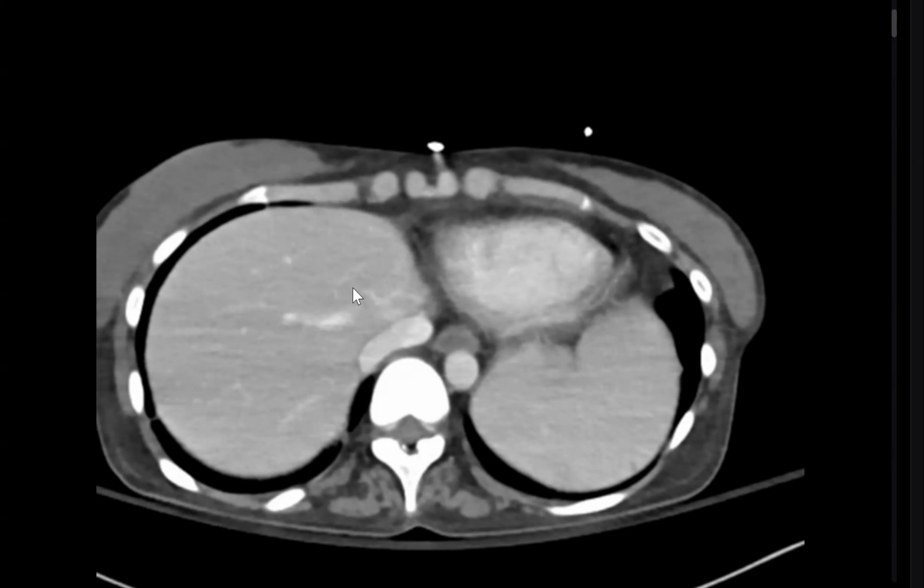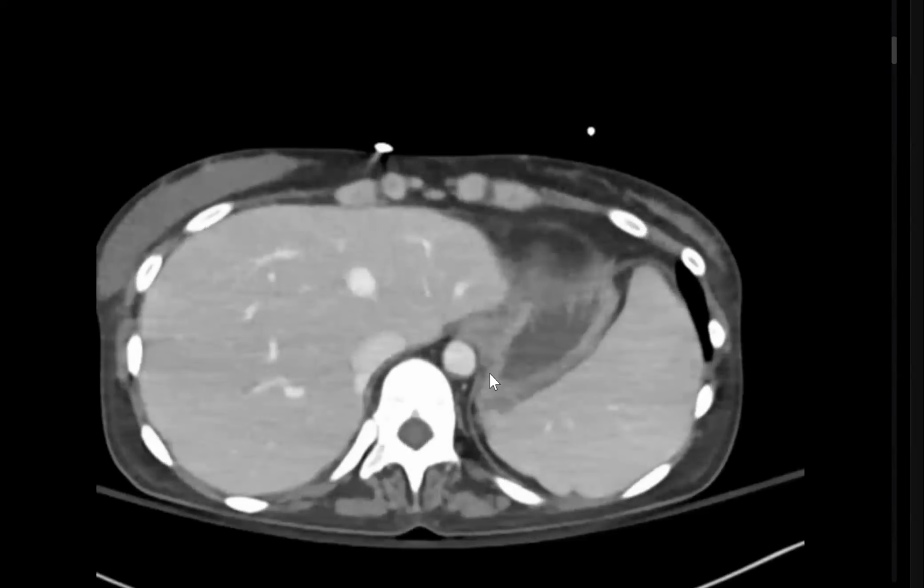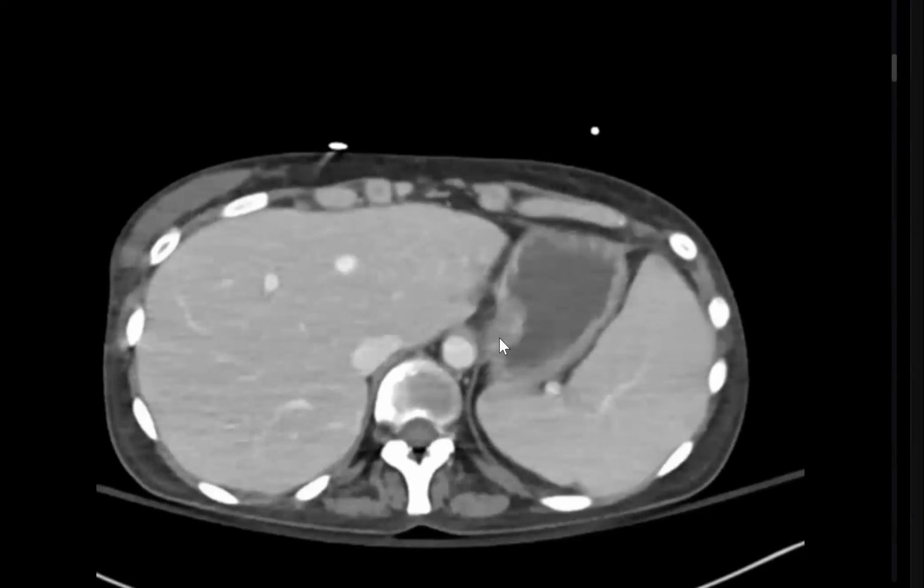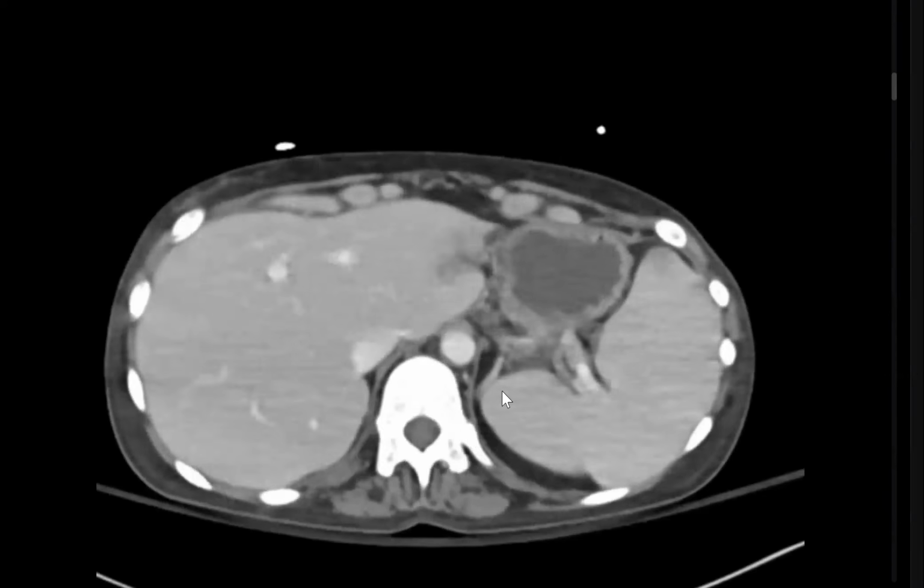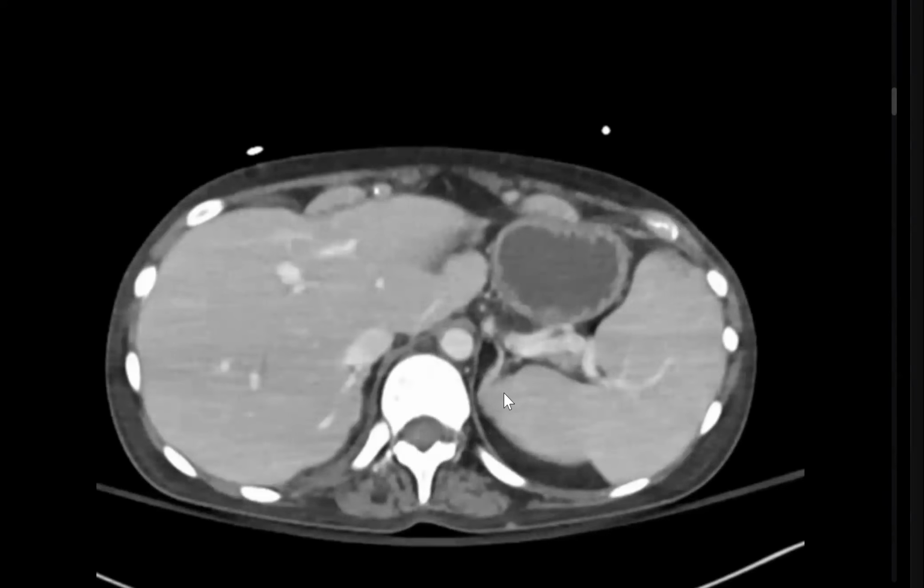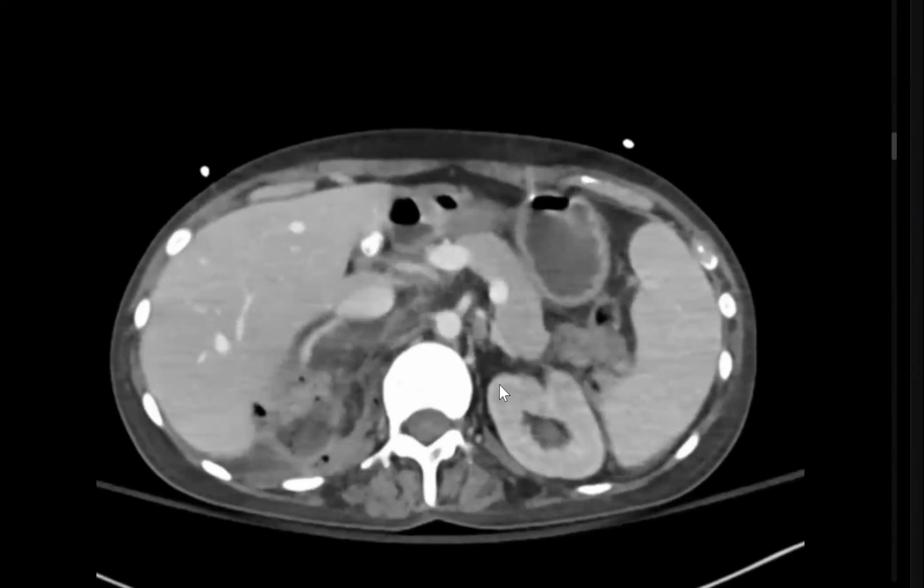Raised inflammatory markers with some renal impairment. What do you see? I'm provided with axial CT images of the abdomen and pelvis, contrast enhanced, portovenous phase. I'll have a moment scrolling through the images before giving my comment.